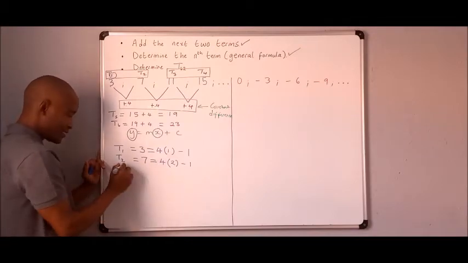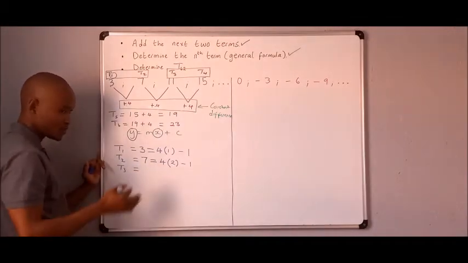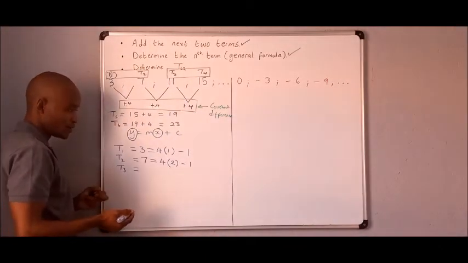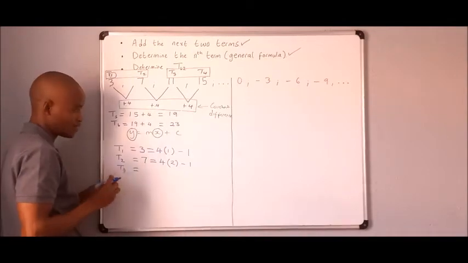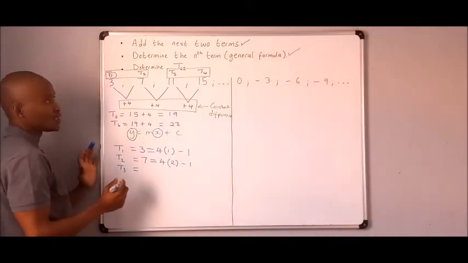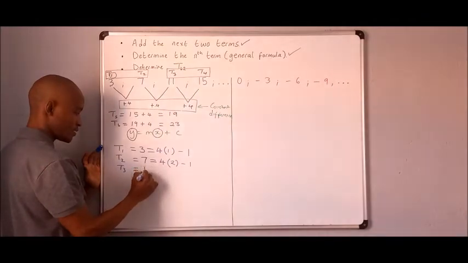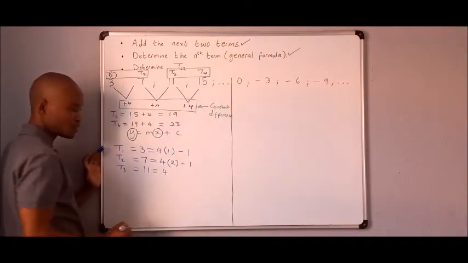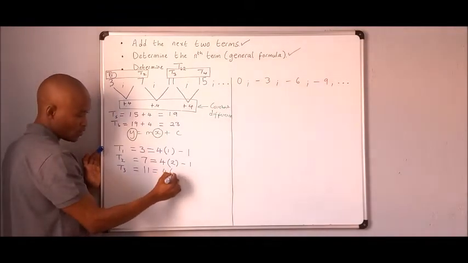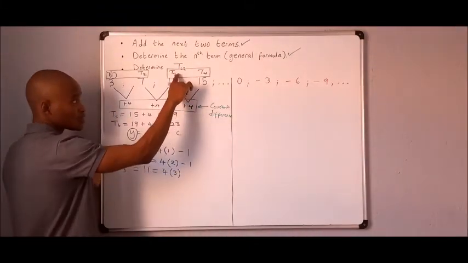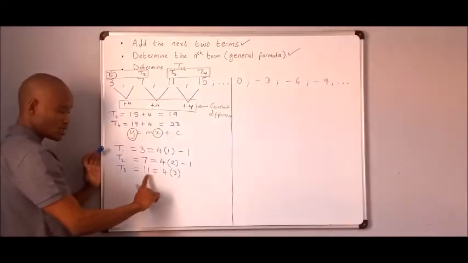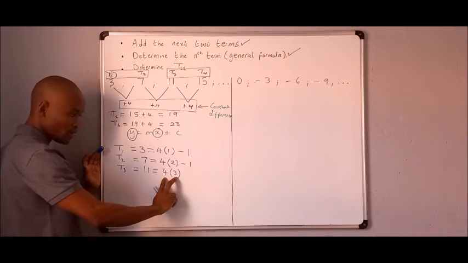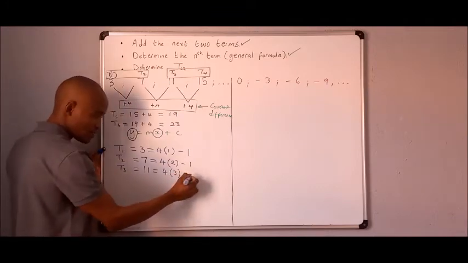Let us do the last one, because we need to do at least 3 checks, and through induction then you can talk about the general formula now. Term 3, it's 11. What is our constant difference? It's 4. Where are we? Position 3. Position 3, the value is 11. 4 times 3 is 12. 12 minus 1 again is 11.